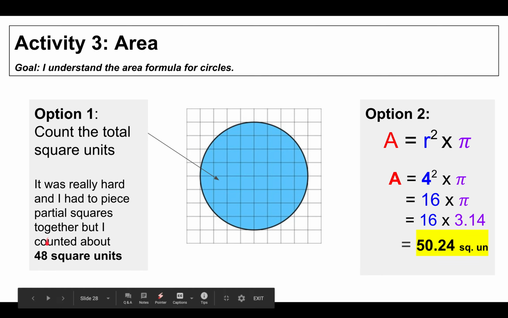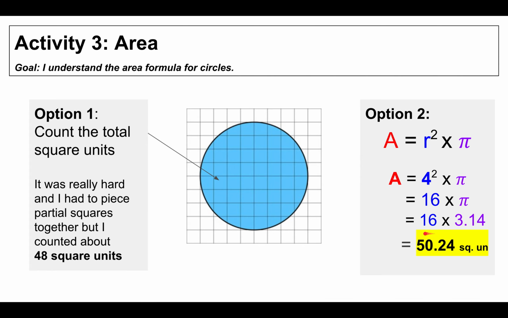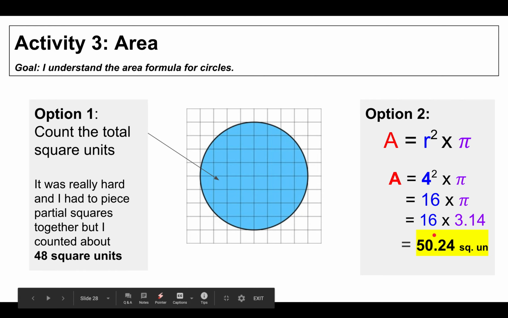Not too bad. My approximation of 48 was not too bad. But to get even closer, the area of this circle is about 50 square units.